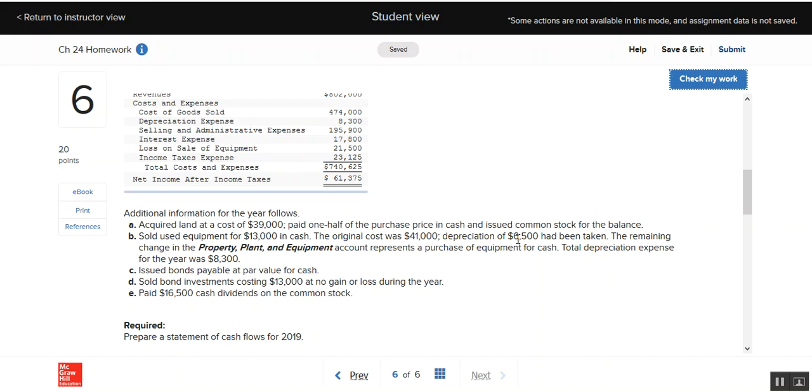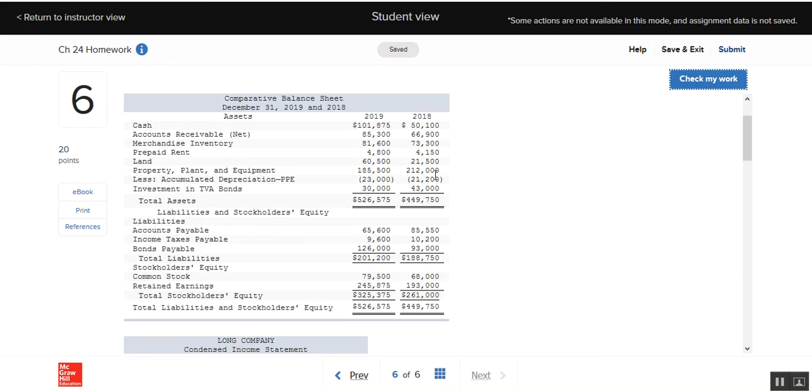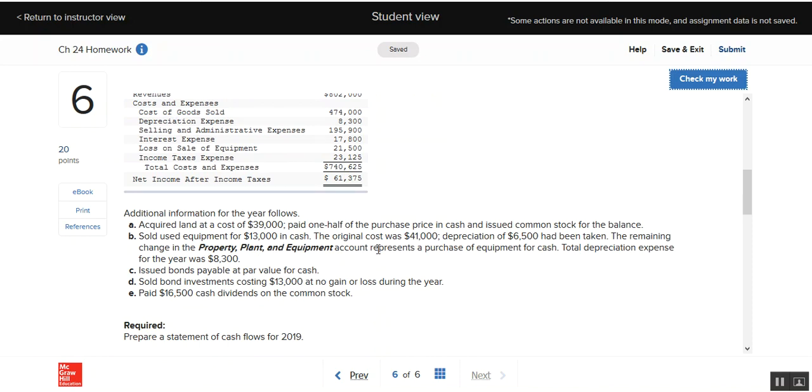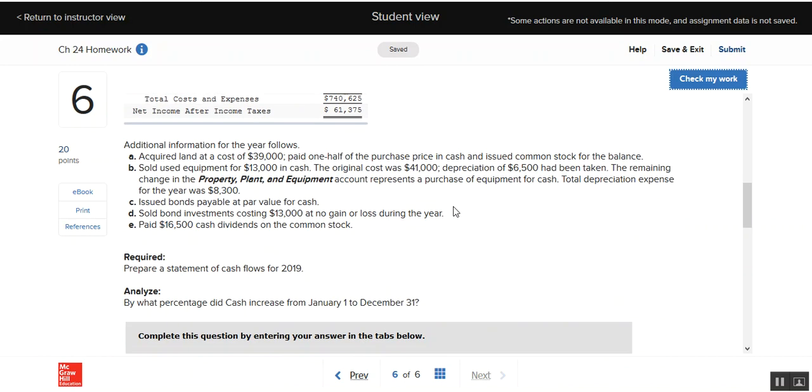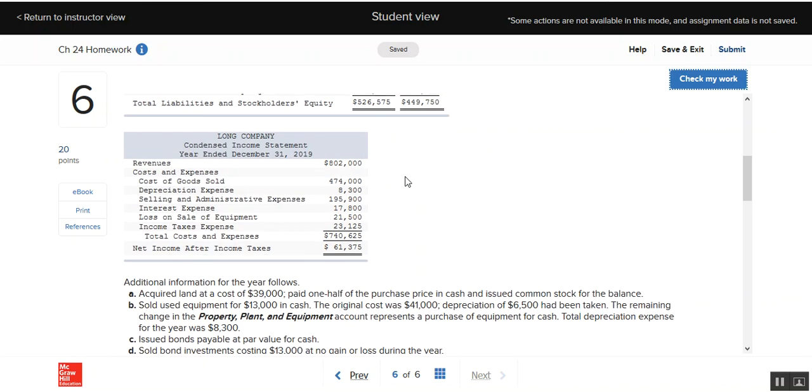I'll have to think about this one here. Let's see. So back up here, we had $212,000, and we went down to $185,000. It would help if I could work my calculator. So we started with $212,000. We sold equipment that the original cost was $41,000, which would give us $171,000 in equipment. So all I did was take the $212,000 and subtract out the $41,000 cost of the equipment. So I get $171,000 as the balance after that sale.